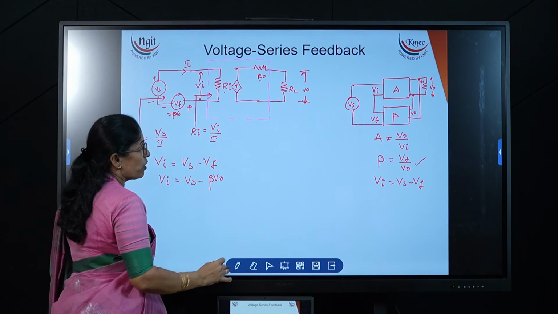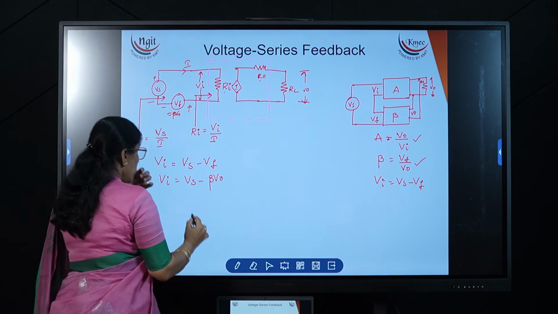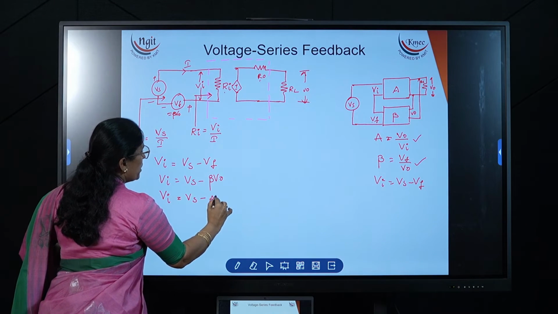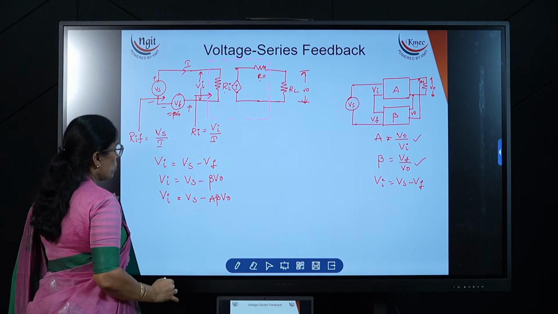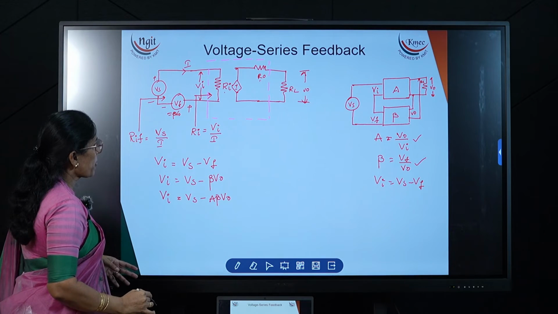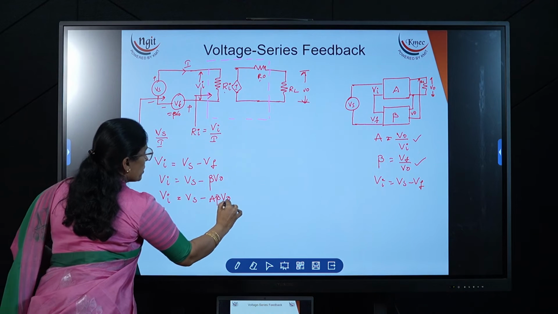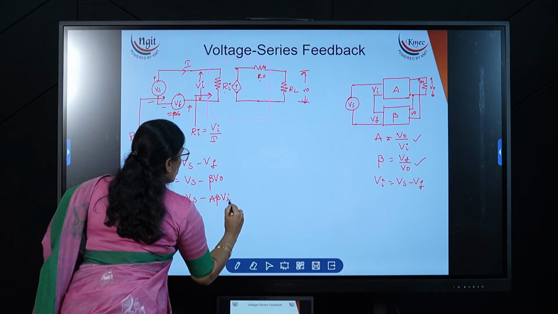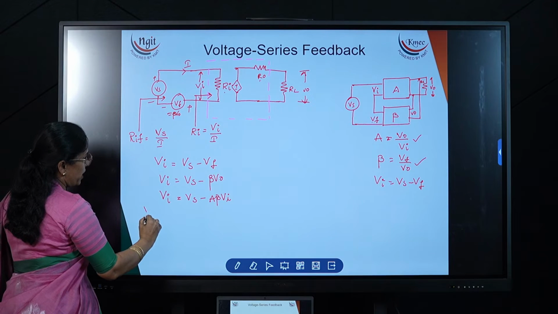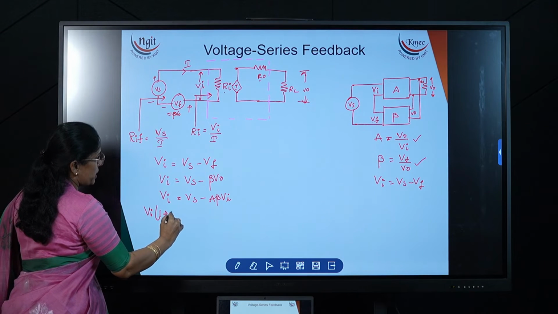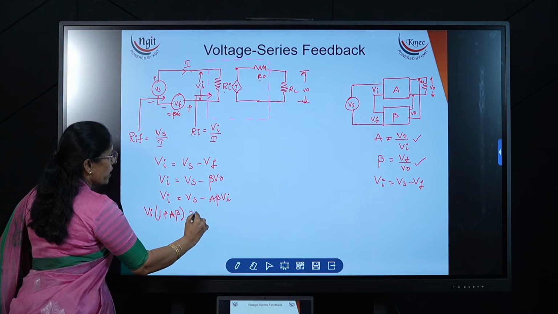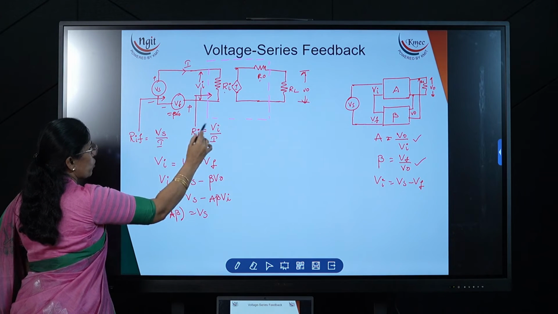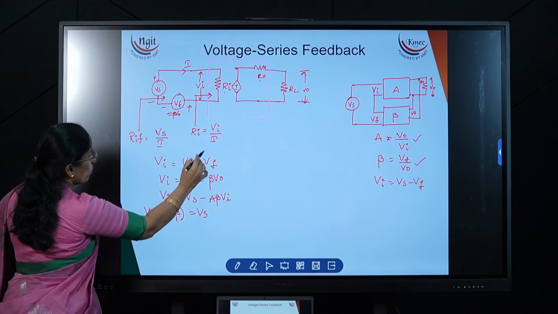Now again V naught, from this expression what can we write? Vi is equal to Vs minus A beta V naught. Now in this, V naught is equal to A Vi, so beta times A beta Vi. Now write all Vi terms together and take out Vi, then you will get Vi times 1 plus A beta is equal to Vs. Now substitute Vs and Vi from this expression.